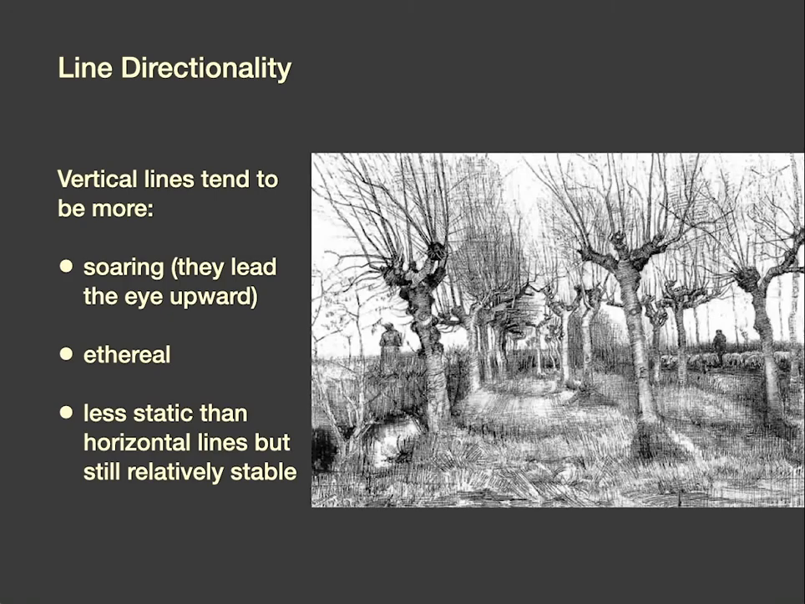Vertical lines, these are more soaring, and because of that, because they lead our eye upward, we often think of them as being more ethereal. You'll see them in a lot of religious art, for example. And they're less static than horizontal lines, although they are still relatively stable because a straight up and down is still rather geometric.